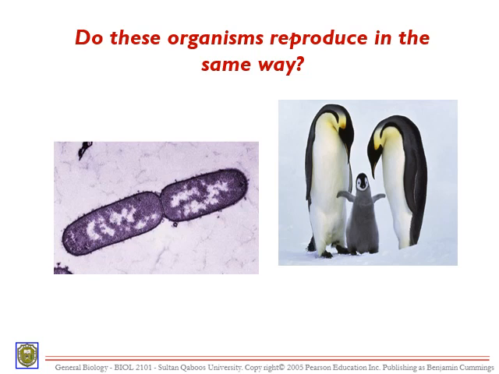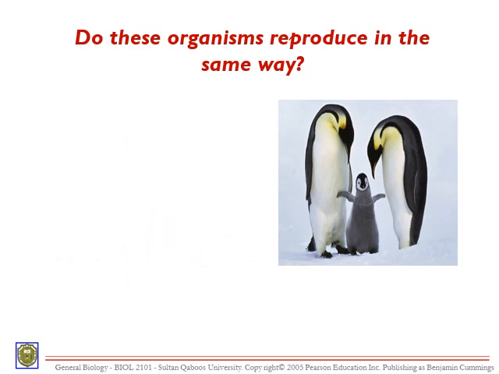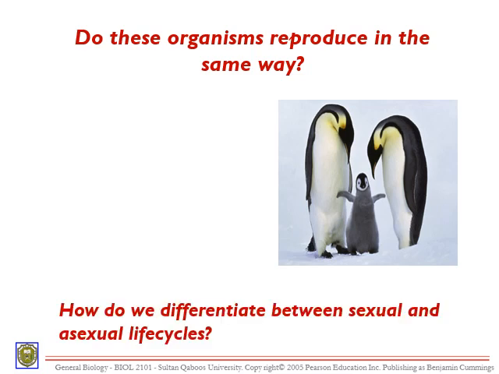It says, do these organisms reproduce in the same way? So, does bacteria reproduce in the same way as mammals, penguins, or any other mammals? What do you think? What's the answer to this question? Okay, the answer is no. Of course, they don't reproduce in the same way. Bacteria reproduce asexually, so you just have a single cell that gives rise to other cells. While on the other hand, penguins, they reproduce sexually, which means two parents are required in order to give rise to an offspring.